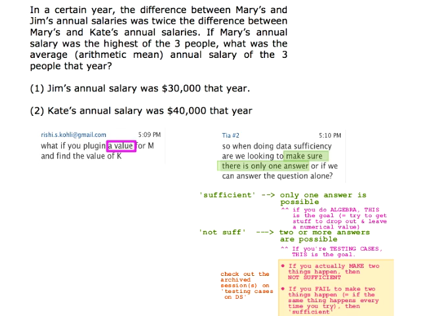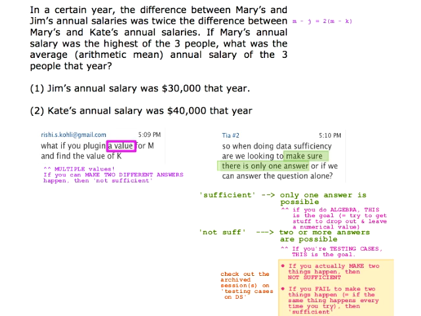So it's not a value. You have to plug in a whole bunch of different values and see what happens. So multiple values, and if you can make 2 different answers happen, then not sufficient. So let's talk about that. In statement 1, here's our equation. If you're going to be plugging in numbers like this, you're probably going to plug into an algebraic equation. So Mary minus Jim is 2 times Mary minus Kate.